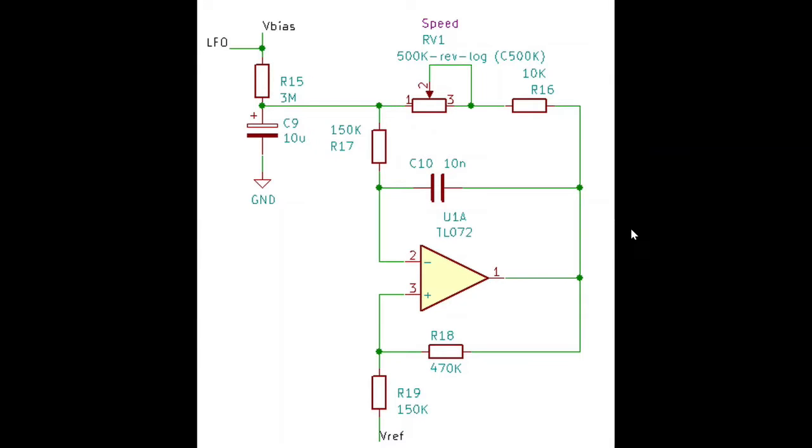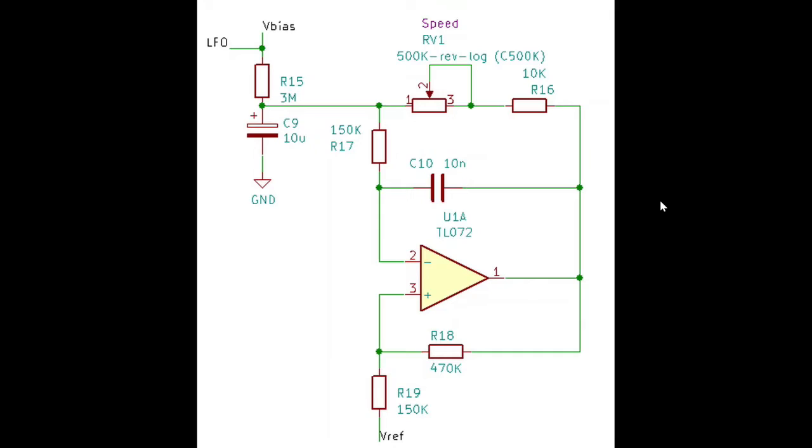Now we move on to a bit more interesting parts. So this is a low frequency oscillator, LFO. The purpose of it is to speed up or slow down the movement of this frequency where this phase shifting occurs. So we get that sweeping motion.